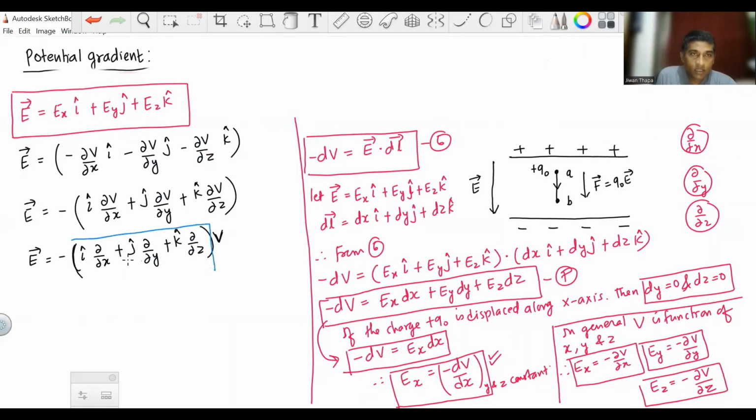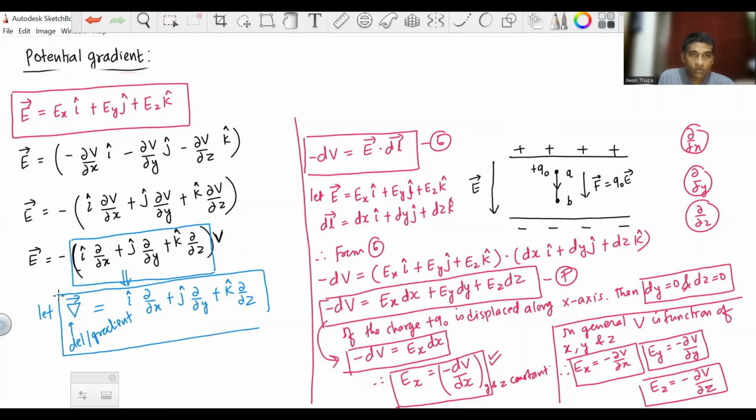Now this term is called del operator. So this is called del or gradient operator. We have vector sign over del. So del, or del operator, equals i cap del by del x plus j cap del by del y plus k cap del by del z. So as I said earlier, this is the del operator, and it is also called gradient. So we need to note this.